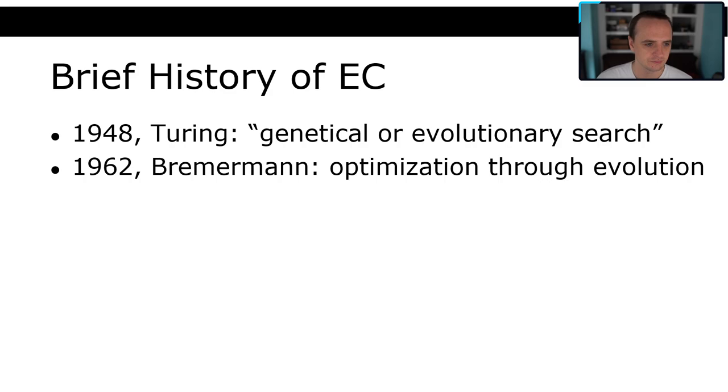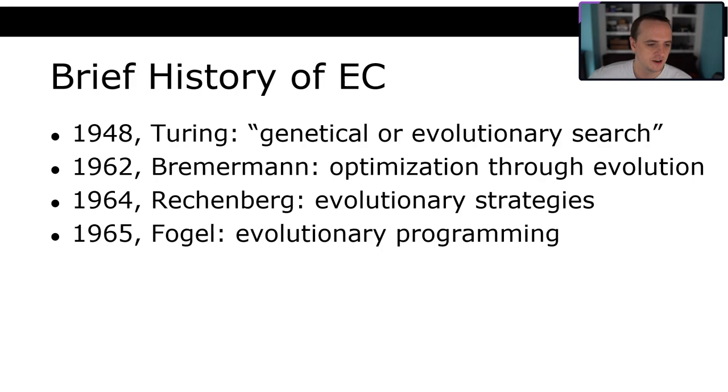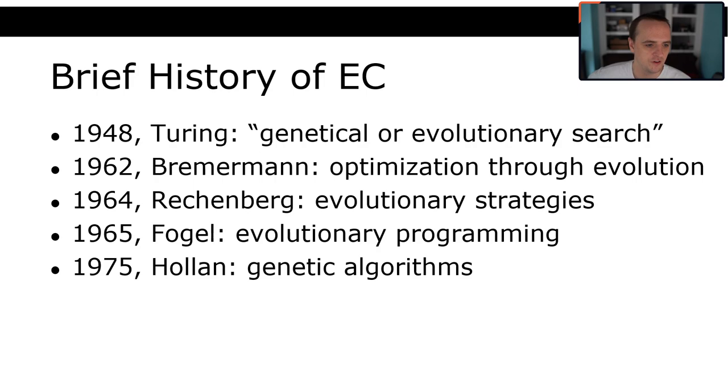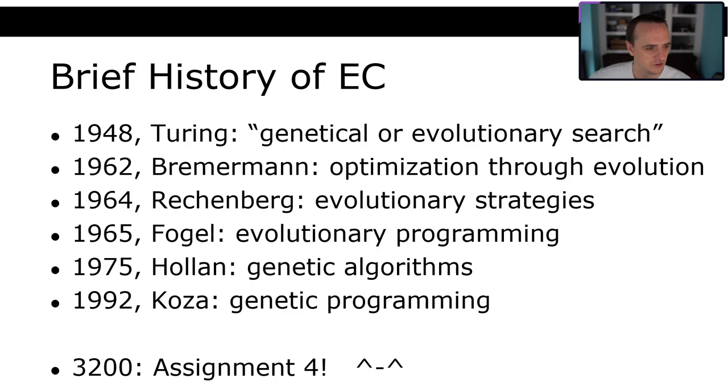In 1962, Bremermann talked about optimization through evolution. In 64, Rechenberg talked about evolutionary strategies. 1965, Fogel talked about evolutionary programming. In 75, Holland, genetic algorithms were created. Koza in 92, genetic programming. And in 2021, 3200 assignment 4, right? This is the pinnacle of achievement in evolutionary computing, is this year's assignment 4.